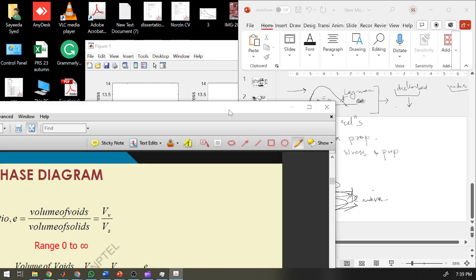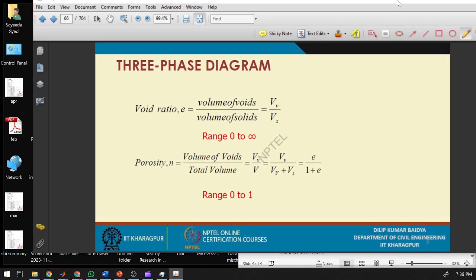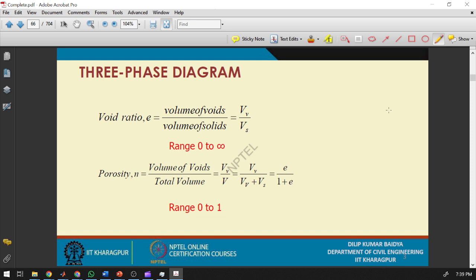Once again, a void ratio can tell you about the permeability of a soil. A soil with a higher void ratio will have a higher permeability. A void ratio can also tell you about the strength of the soil, because in loose sands the void ratio will be high and the strength will be low, as compared to dense sands where the void ratio will be low and the strength will be high. What else can it tell you about? Think about it.